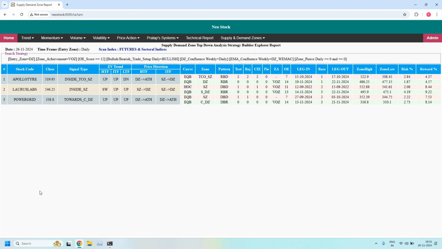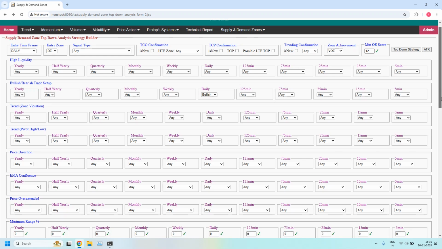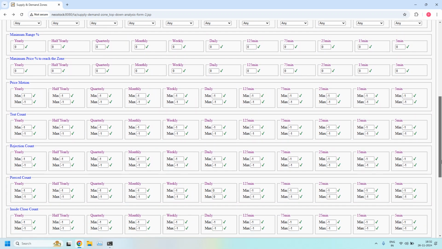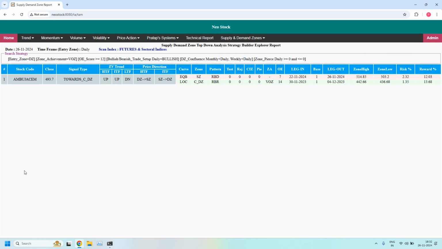All these are all daily demand zones. Okay, next let us look for LTF, ITF and HTF demand zone confluence. I need to remove this EMA filter. Without this EMA filter, LTF, ITF, HTF demand zone confluence, 3 filters are required. First filter is already enabled. Second filter, daily demand zone with monthly demand zone confluence. Next, weekly demand zone with monthly demand zone confluence. With all the 3 filters, we got only one stock.